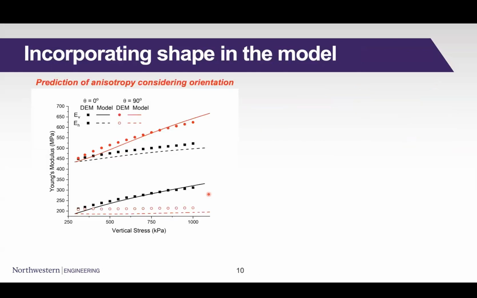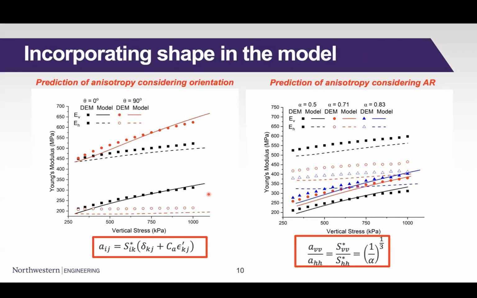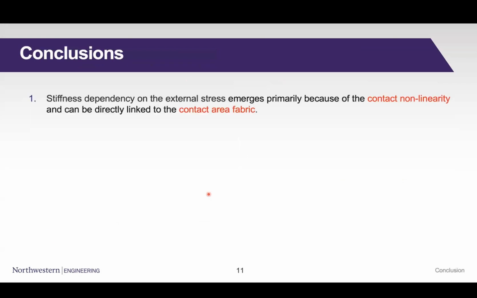Here, what I did was we calibrated the model against the DEM results for theta equal to 0, and then we predicted it for theta equal to 90. And then we did the same thing here for three different aspect ratios, and you can see that the predictions here are fairly good. So all in all, there are three major conclusions.